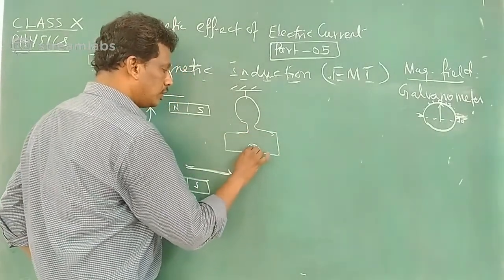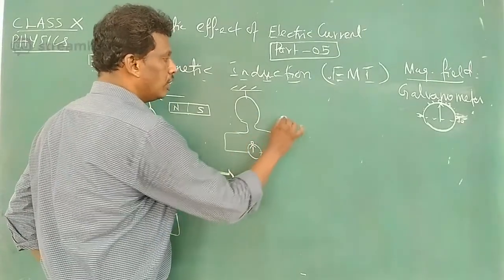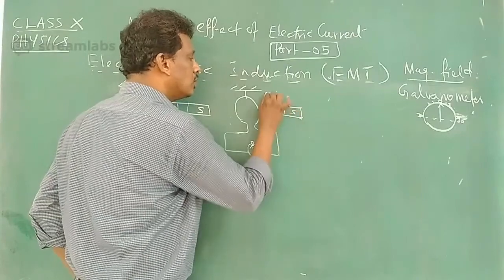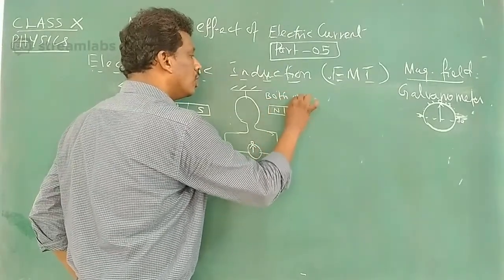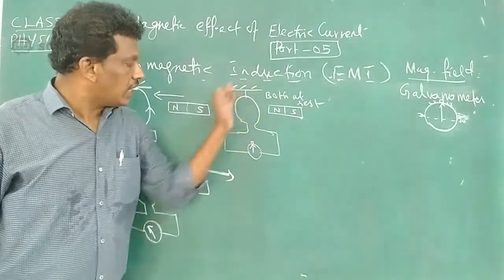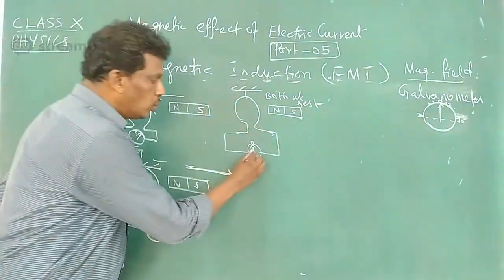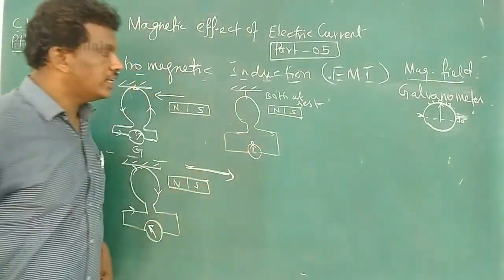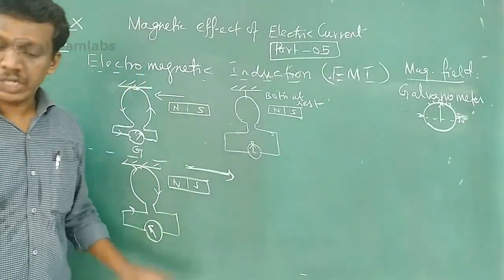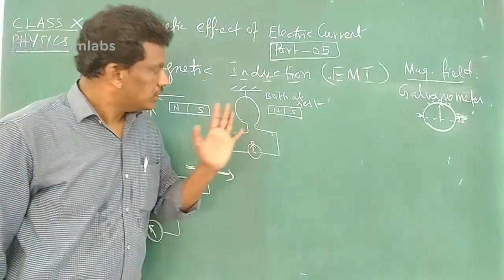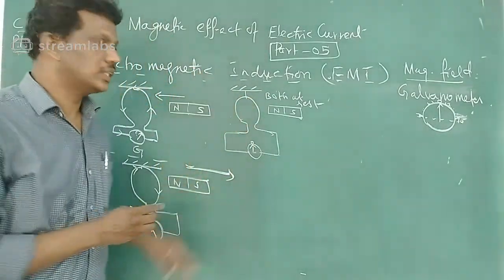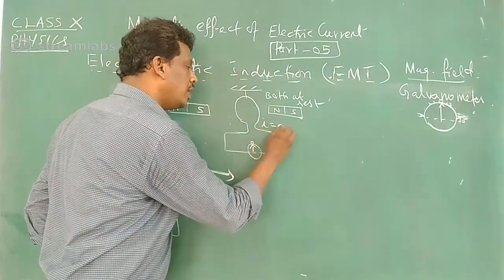Now next, what is happening? Here you see that it is at zero position. Now both are at rest. Both means what? Magnet and coil. If you look at it, there is no deflection in the galvanometer, it gives zero deflection. Zero deflection means no current. So what is the value of I? Zero.